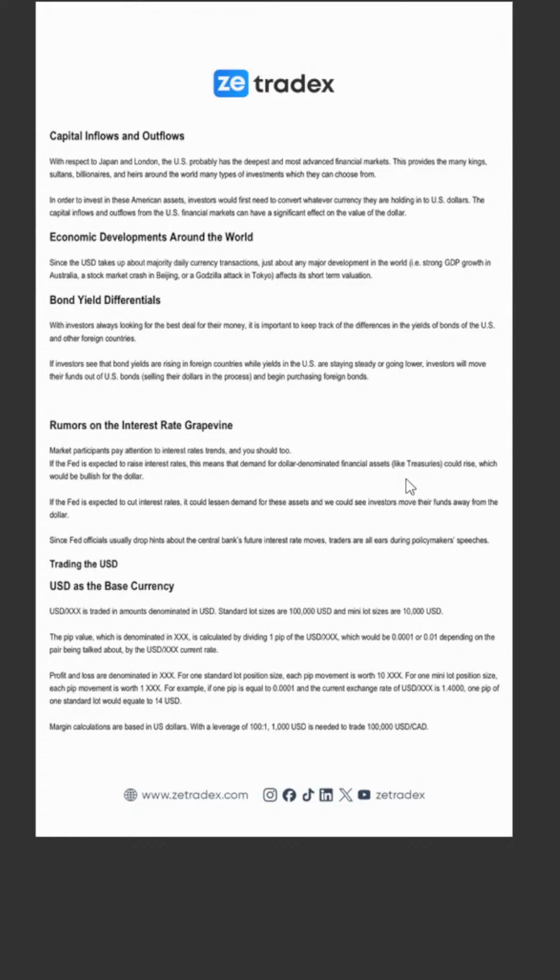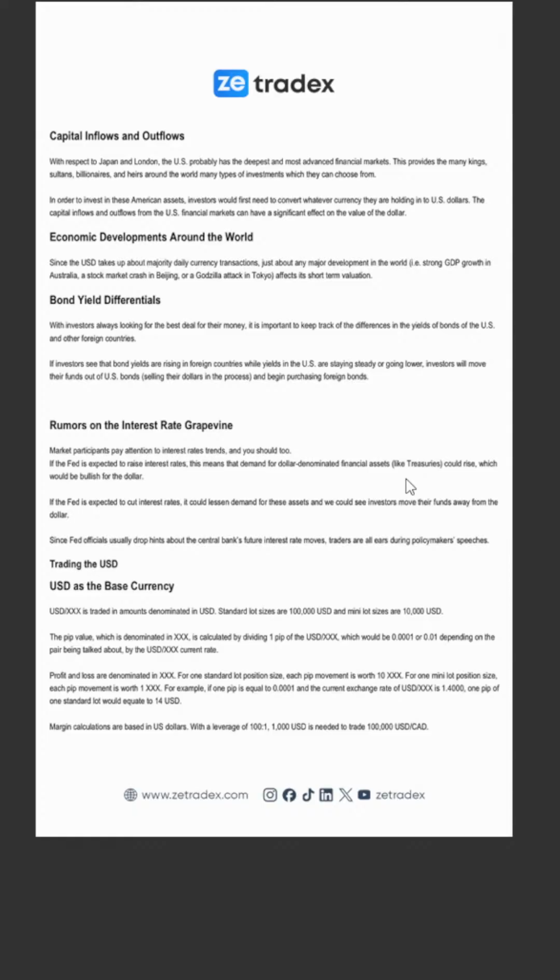Now, we speak of rumors on the interest rate grapevine. We have market participants who pay attention to interest rate trends, and we advise our clients to also do that, because if the Fed is expected to raise interest rates, this significantly means that demand for dollar-denominated financial assets, for instance Treasuries, could rise, which would be bullish for the dollar, of course. Now, if the Fed is expected to cut interest rates, it could lessen demand for these assets, and we could see investors move their funds away from the dollar.